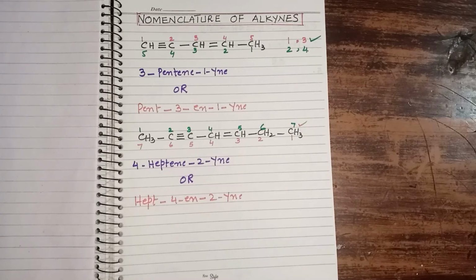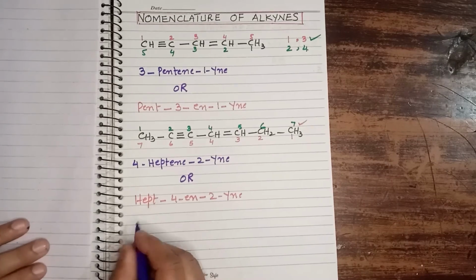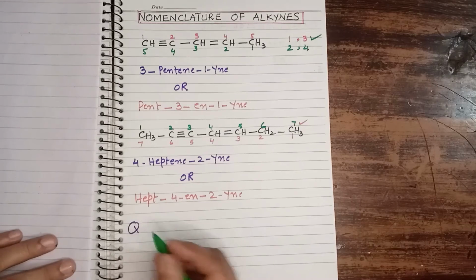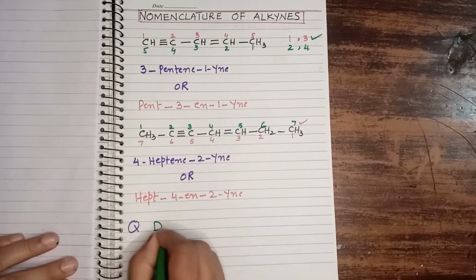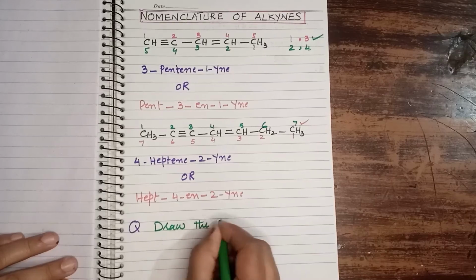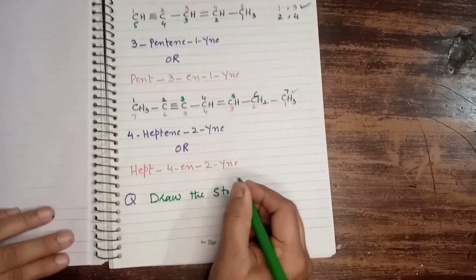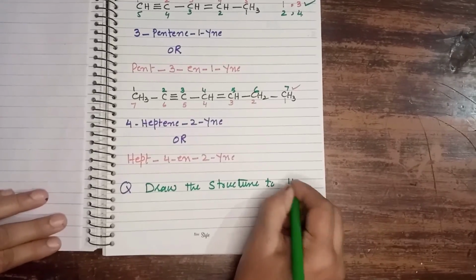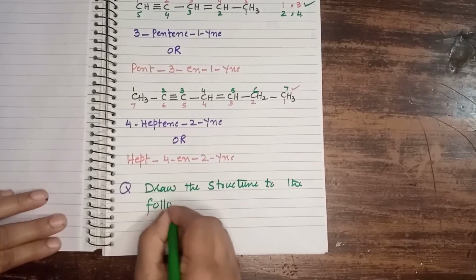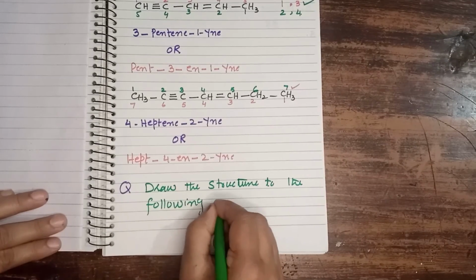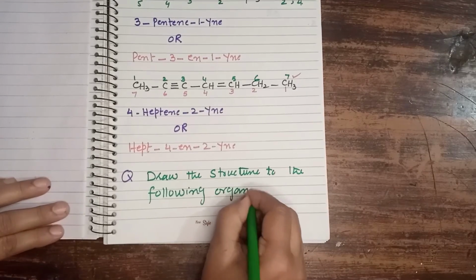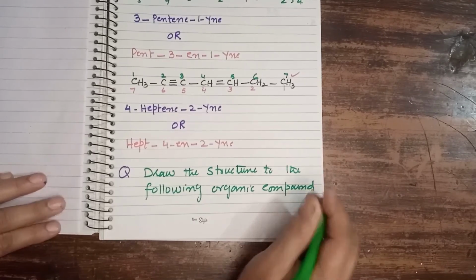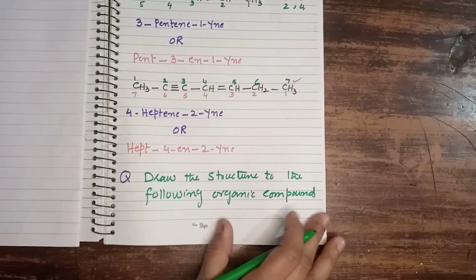Now here some names are given to us, right? In the next question, some names are given to us and we are asked to draw the correct structures. Draw the structures to the following names. Organic molecules, organic compounds. Let's see what compounds are given to us, then we will draw their structures.